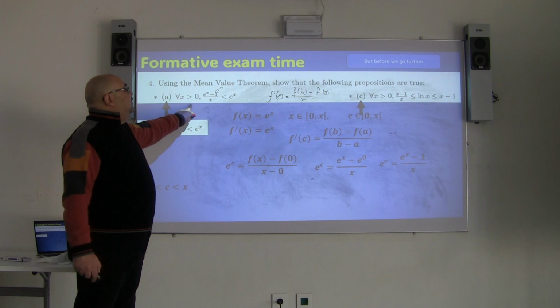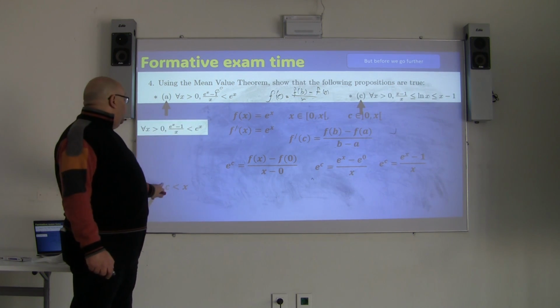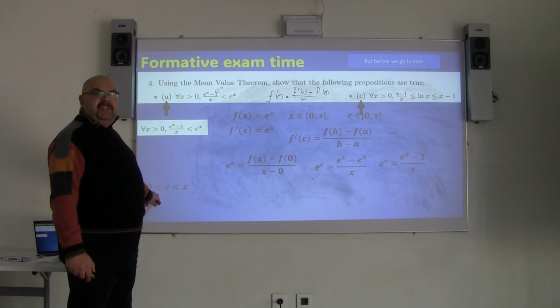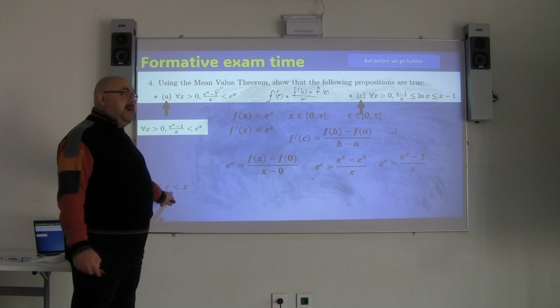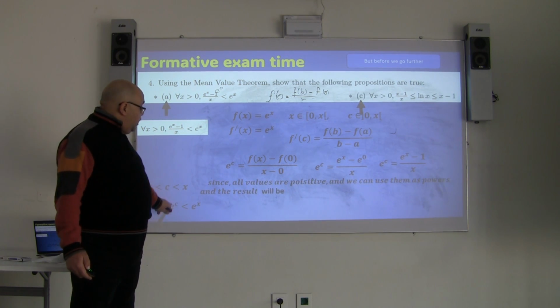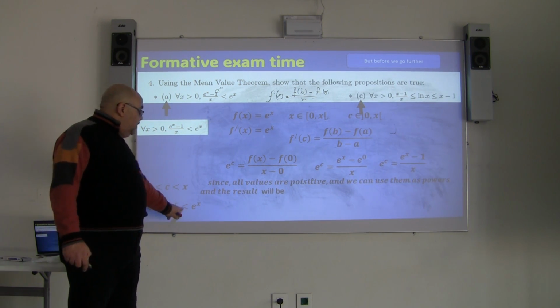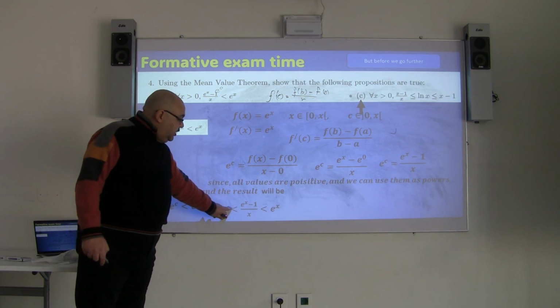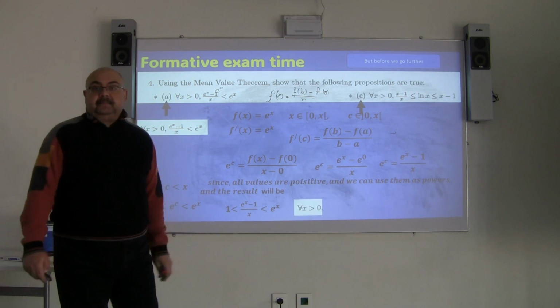Now I need an equality. This is how to get the inequality. Then consider them as powers, so it will be correct to have e to the power of c less than e to the power of x. Just make the replacement, you are all set.